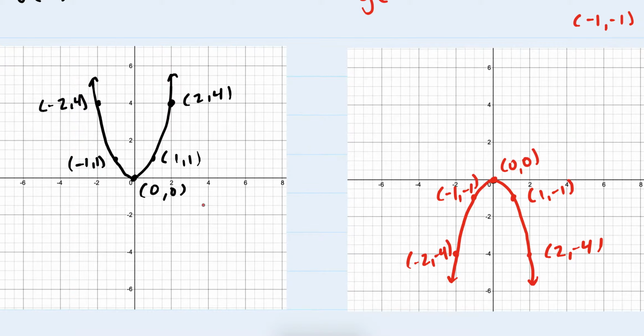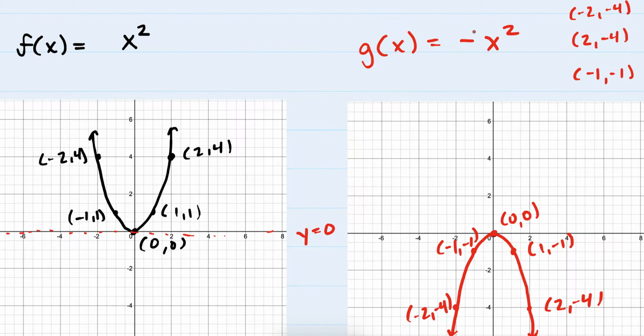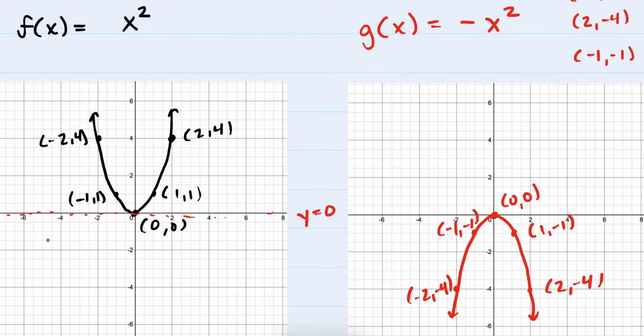Well, this graph flipped about the line y is equal to 0. So when we multiply a parent function with a negative on the outside, so outside of this x squared part, that corresponds to a reflection along the line y is equal to 0.